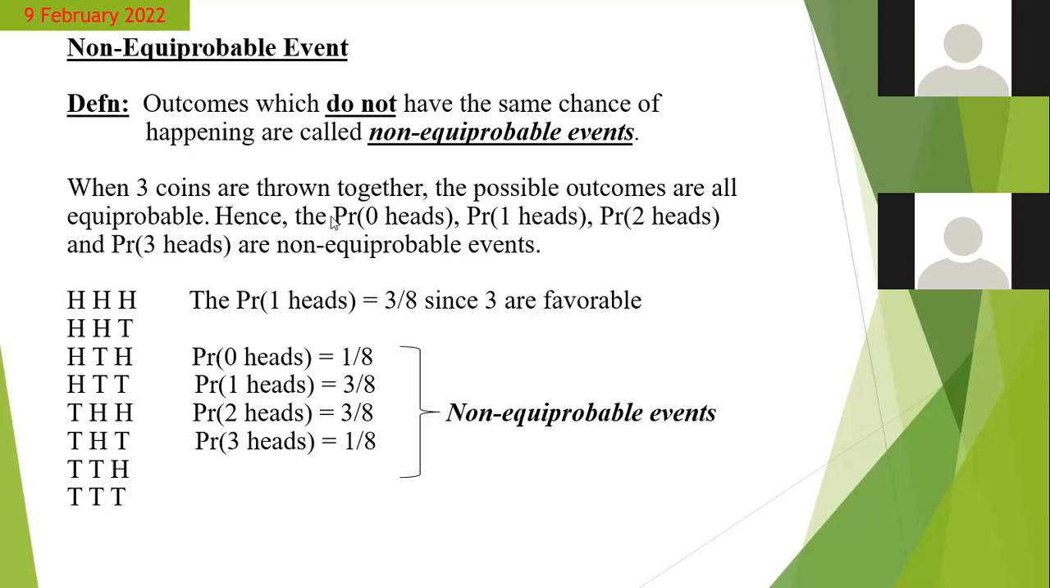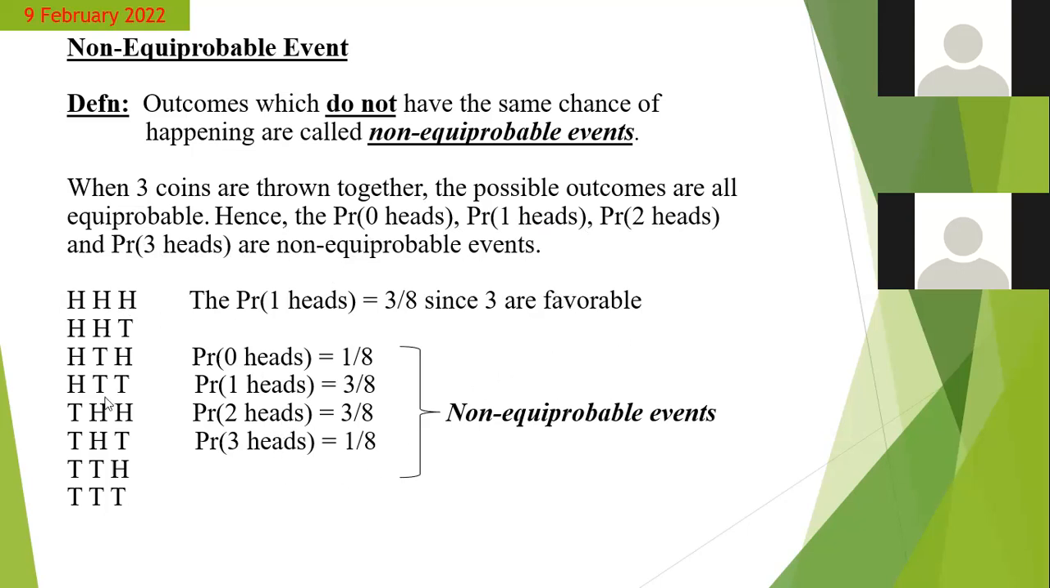But what you notice about all of these probabilities is that they don't have the same chance of happening. So the probability of getting 0 head, 1 head, 2 head, and 3 head when we toss a coin, these are all non-equiprobable events because they don't have the same chance of happening.